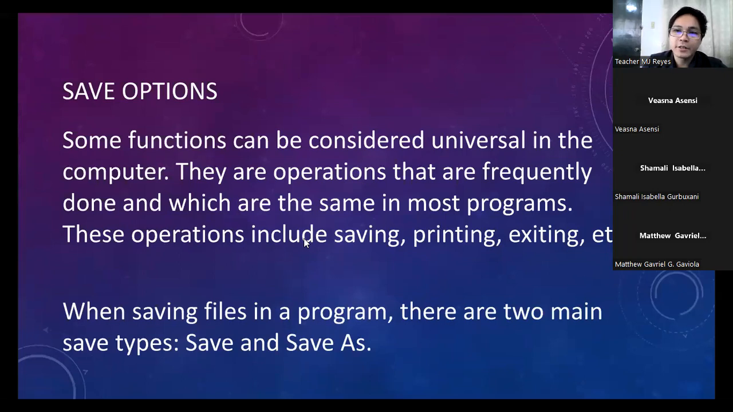Save options. Some functions can be considered universal on the computer. They are operations that are frequently done and which are the same in most programs. These operations may include saving, printing, exiting, etc. When saving files in a program, there are two main save types. It can be Save and Save As. So let's take a look at the difference between Save and Save As.